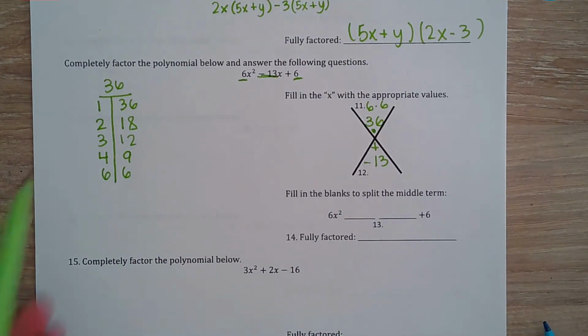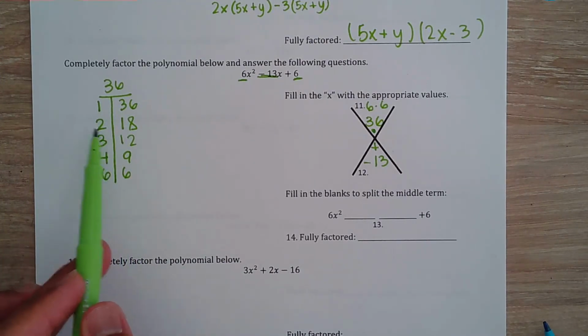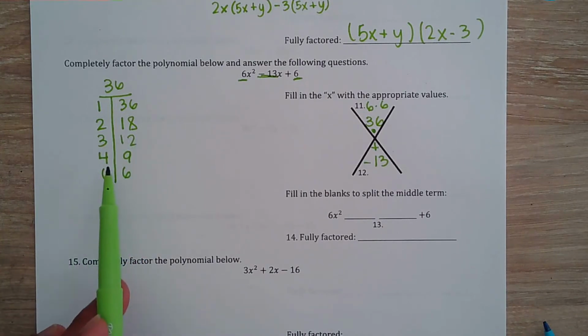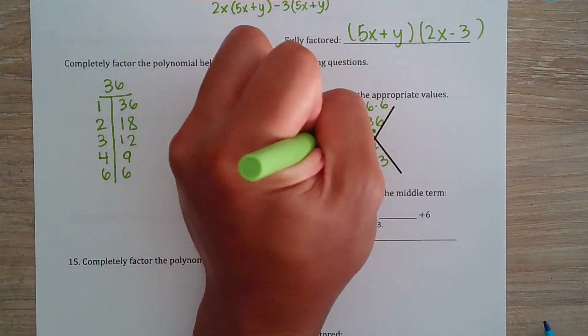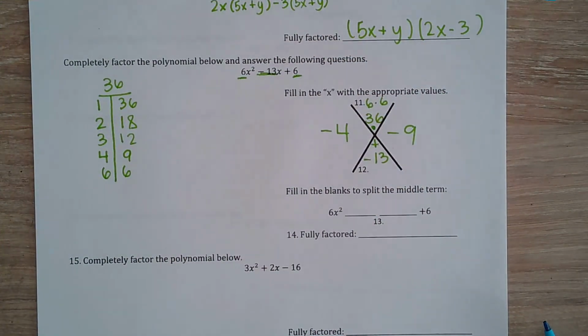All right, so if both of these were negative, that would be negative 37. That doesn't work. This would be negative 20. This would be negative 15. And this would be negative 13. Whoa, that works. Negative 13, that's our puzzle. So negative 4 and negative 9.